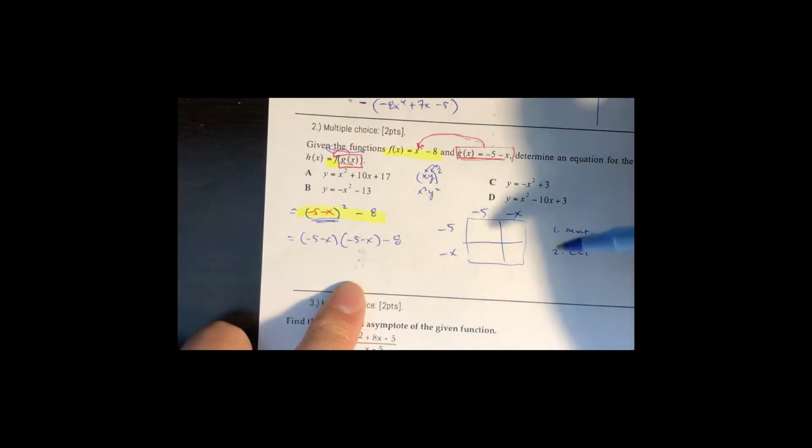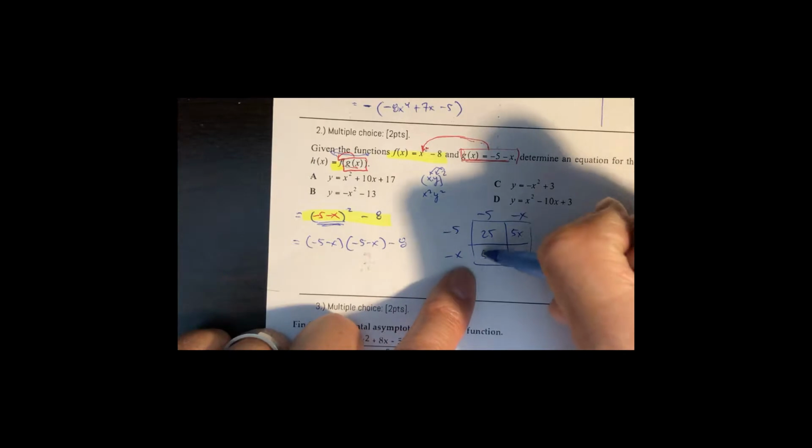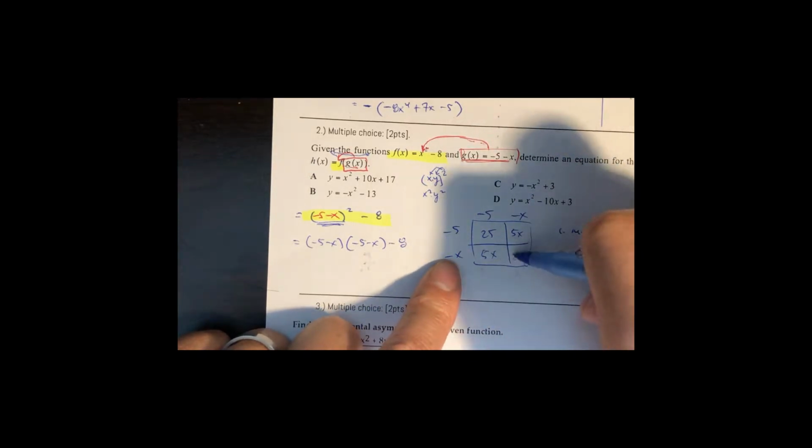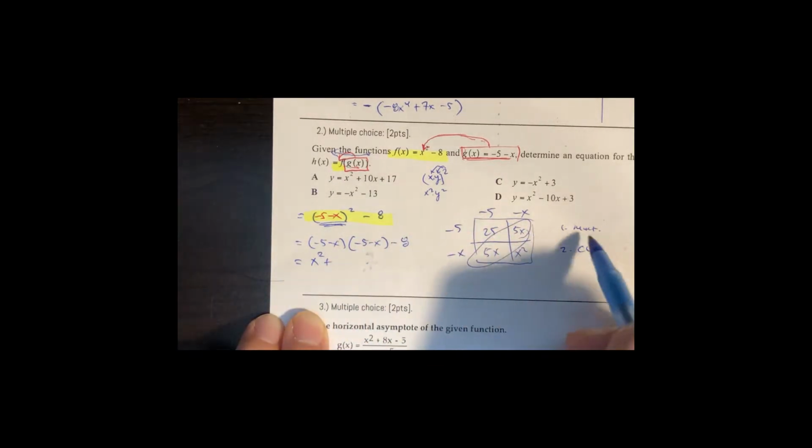And then I'm just going to go ahead and multiply. So +25, 5x, +5x, and +x squared. You can write any order you want. So now I'm going to write them in descending order. 5x plus 5x, because we just multiply.